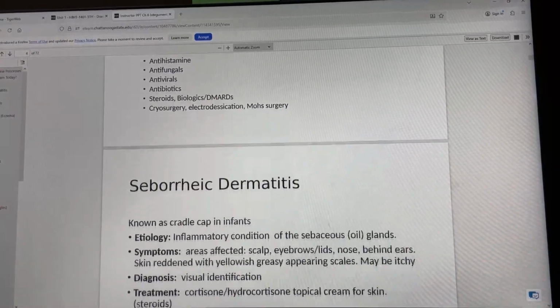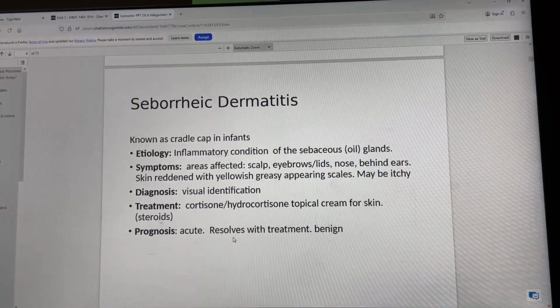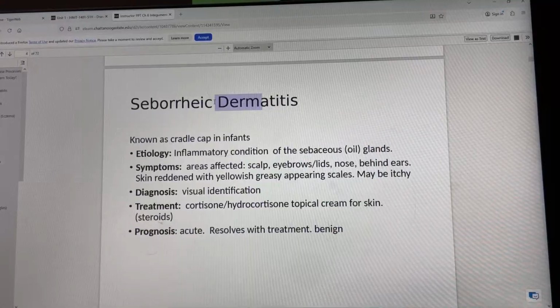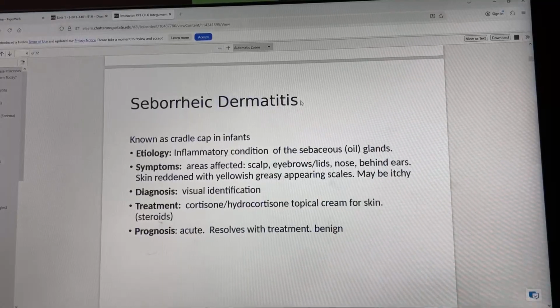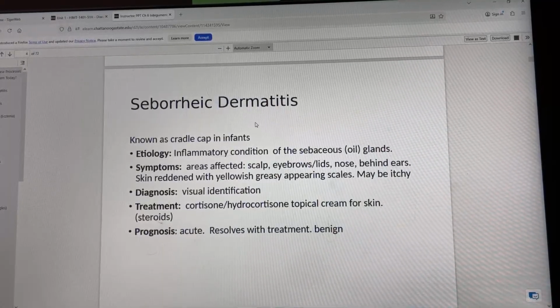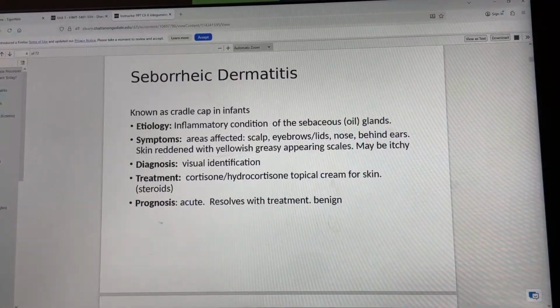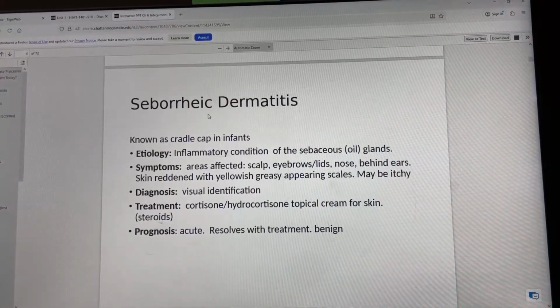All right, so our first condition is seborrheic dermatitis. And what does the suffix itis mean? Inflammation, swelling of the skin, right? So it's a skin inflammation issue, okay? You might have heard it as cradle cap. If anybody has kids, anybody ever heard of cradle cap before? It's where you get that greasy kind of stuff on their head there.